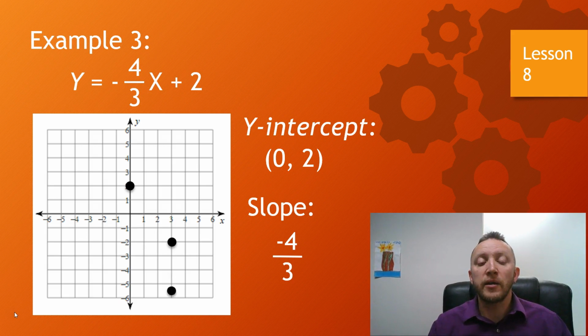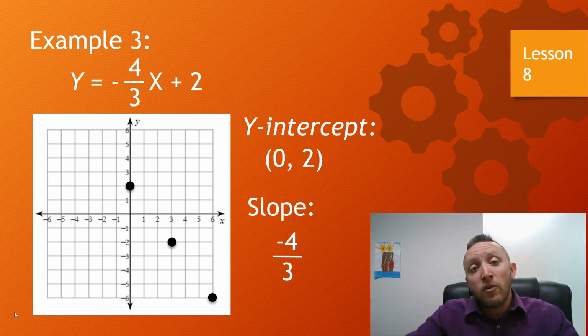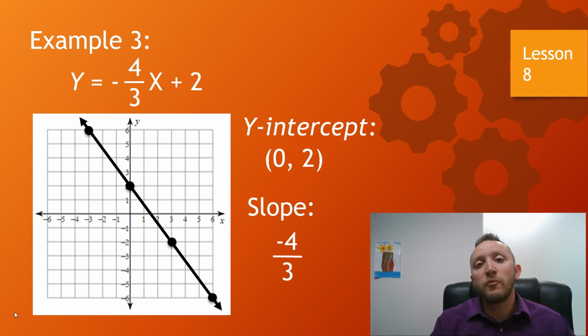Again, I could do it one more time. It's down 4, to the right 3. If I want to go backwards, now I'm going to do the complete opposite. Instead of going down 4 and to the right 3, I'm going to go up 4 and then to the left 3. Oops. And then we get our line. All right.